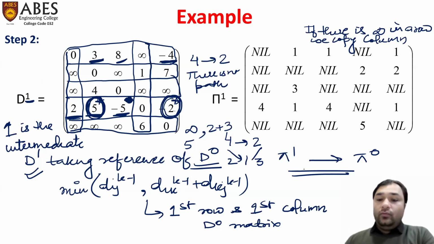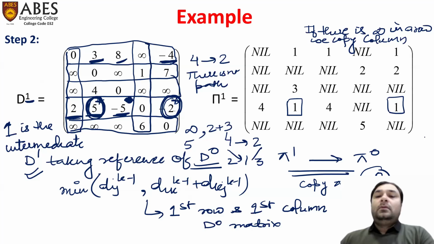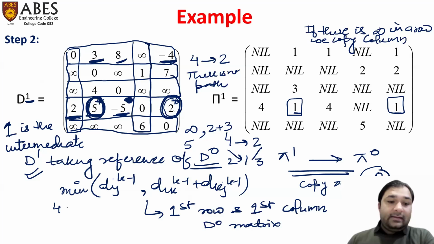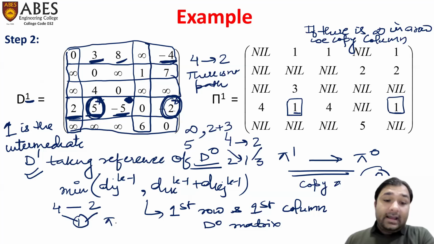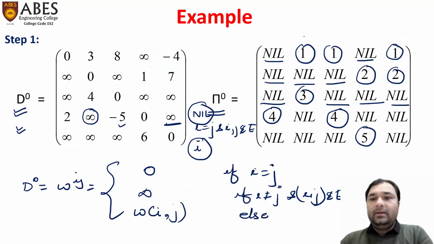So what we will do is copy pi naught into pi 1, leaving these two positions. If we copy this, leaving these two positions, we have to update this and this only. While updating, for 4,2 there was no path, but 4 via 1 to 2 is a path. So we will return pi kj. That pi kj will be pi 1 2, pi naught 1 2, which will return 1.